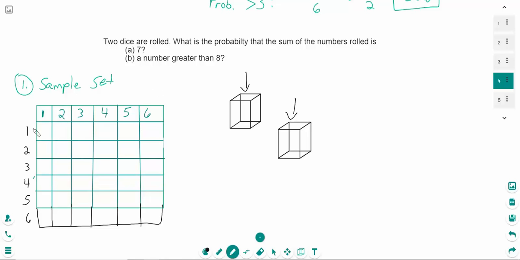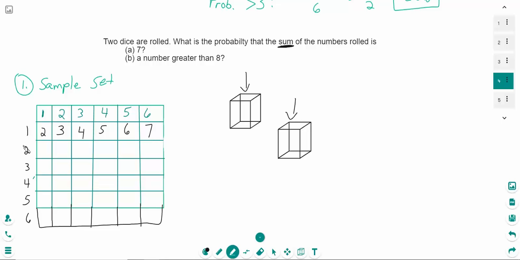So, if I roll a 1 with one die and a 1 with the other die, what we're interested in is the sum. So 1 plus 1 is 2. That would be the sum. If I rolled a 1 with the first die and a 2 with the second die, my sum would be 3. A 1 and a 3 would give me 4. A 1 and a 4 would give me 5, 6, and 7, right? So those are the only possibilities that I could get with my first dice being a 1, all right?